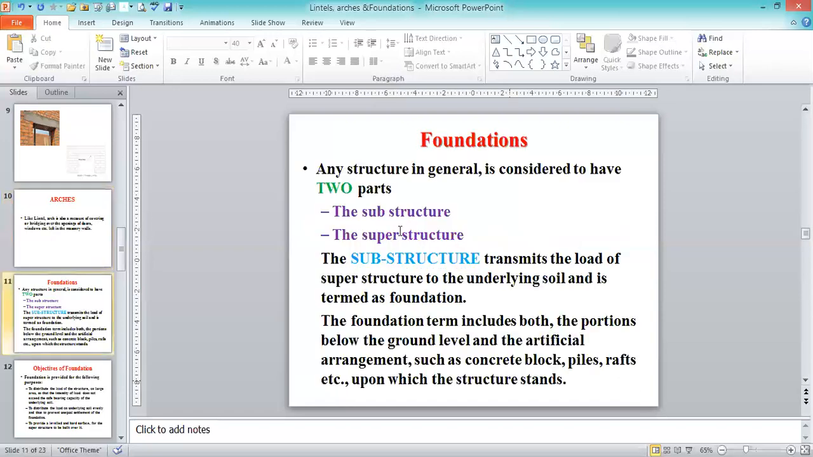Then the next topic is the foundations. Foundation is the most important for any type of construction. In any type of construction, foundation plays a vital role. For the foundations, first of all, we have to make sure that we identify or test the soil conditions at the site where we are going to construct any building. We first have to assess the properties of the soil. Based on that, the foundation is going to be designed.